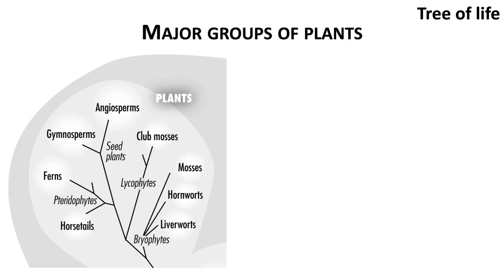If we zoom in just on the plant lineage, we see the relationships among the major groups of plants. These are the bryophytes, lycophytes, pteridophytes, gymnosperms, and angiosperms. We'll take a peek at each of these here, but this semester, much of our focus will be on the angiosperms.